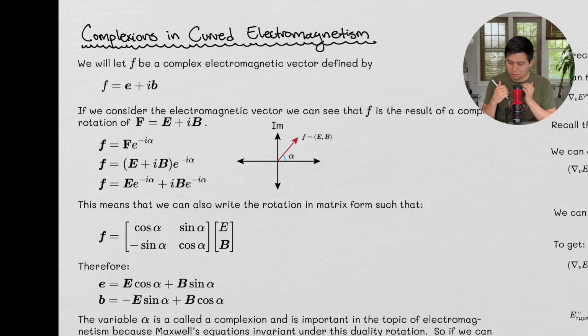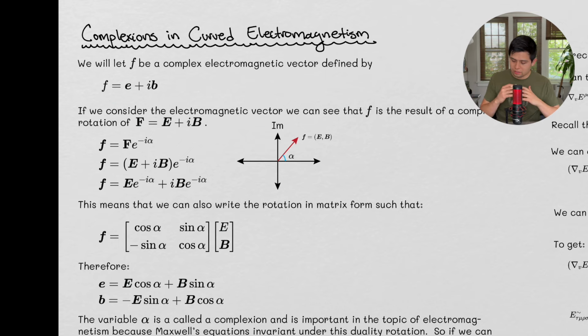So we're talking about complexions in curved electromagnetism. And we're going to start off by considering just an arbitrary vector or bivector F, a complex electromagnetic vector, defined in this way. So E is the electric component, B is the magnetic component. Together they construct this bivector, which is F, because the electric vector is a vector, and then the magnetism can also be construed as a vector, which is why they're bold. Right, so this is why this is called a bivector. It contains two vectors inside of it, and we're calling that F.